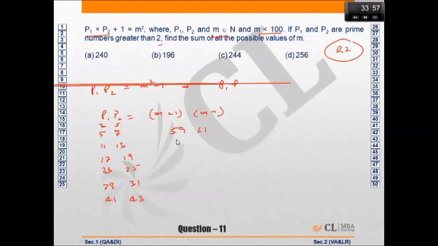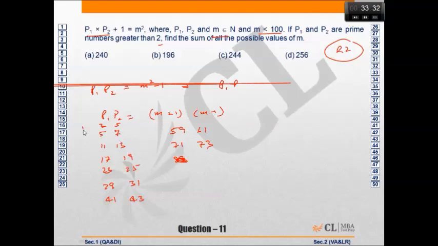63, 65, 67, 69, 71, 73, 75, 77, 79, 81, 83, 85, 87, 89, 91 is not possible, 93, 95, 97. Okay, so this is one.